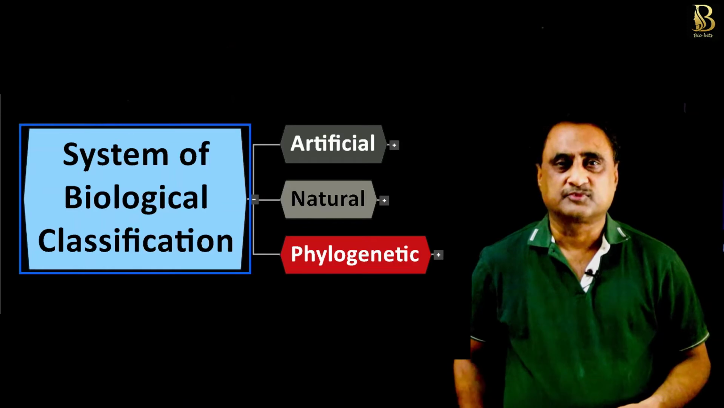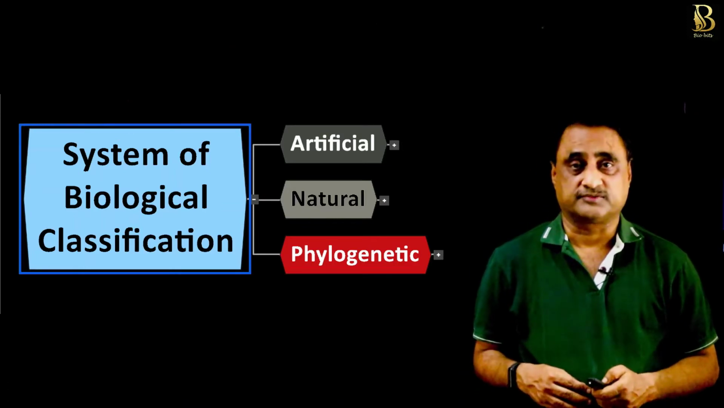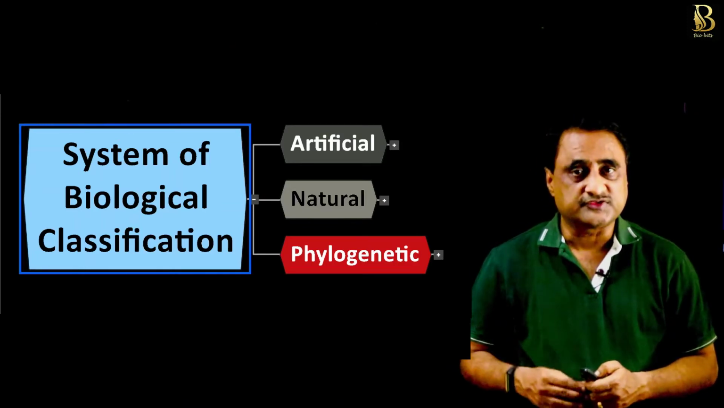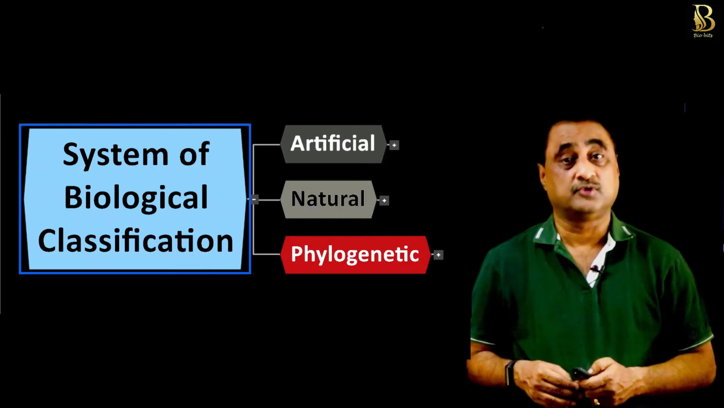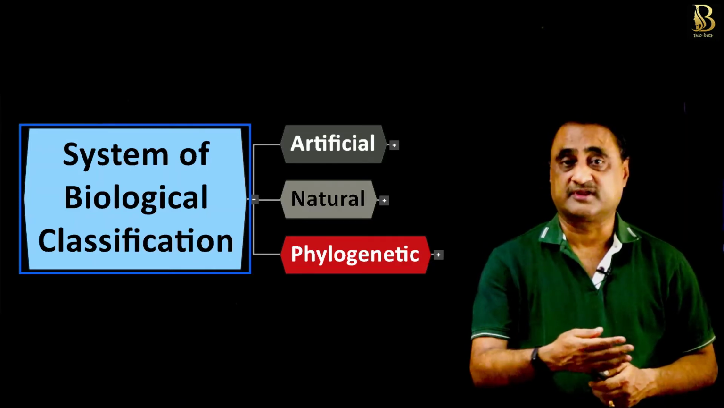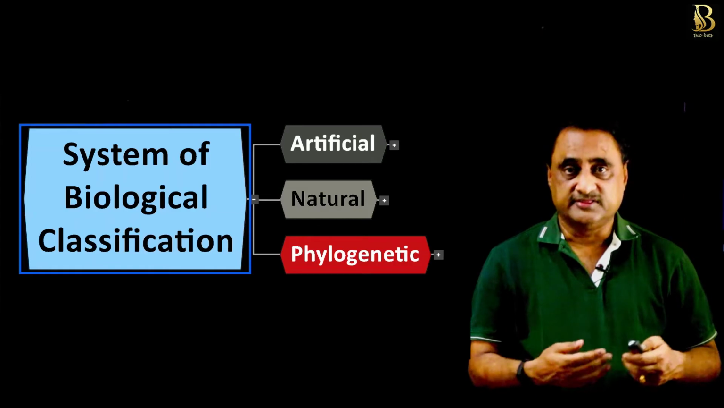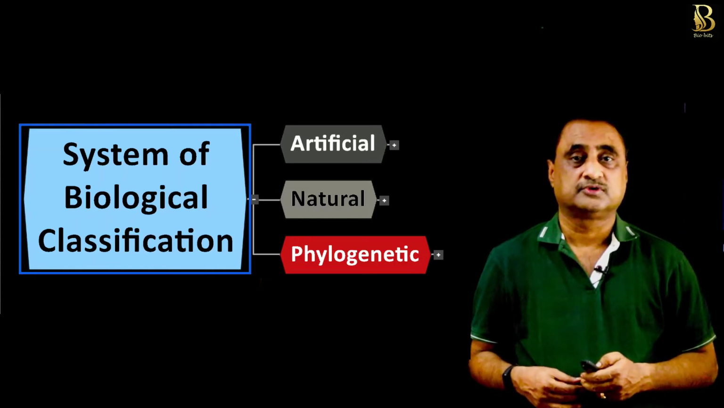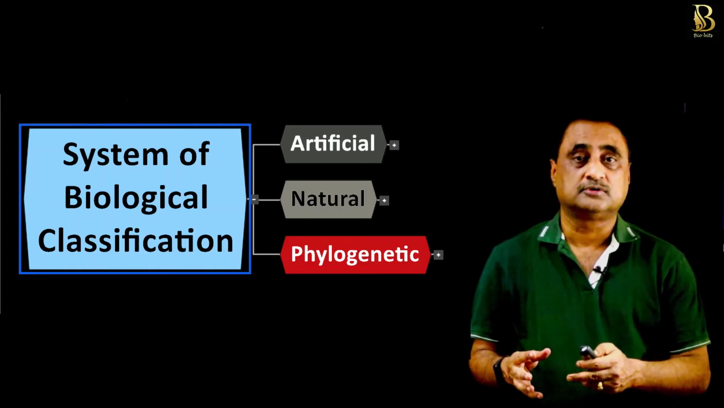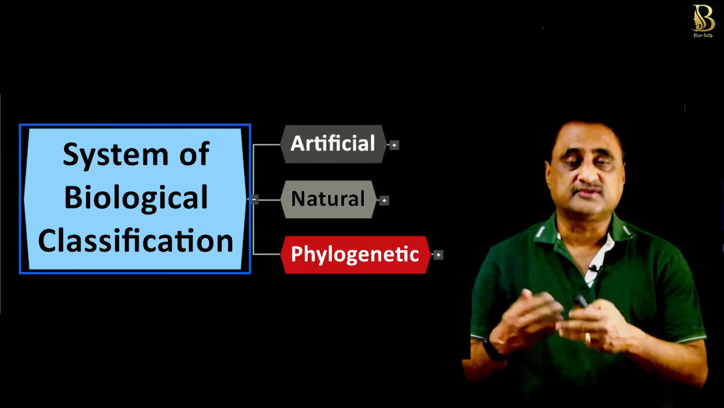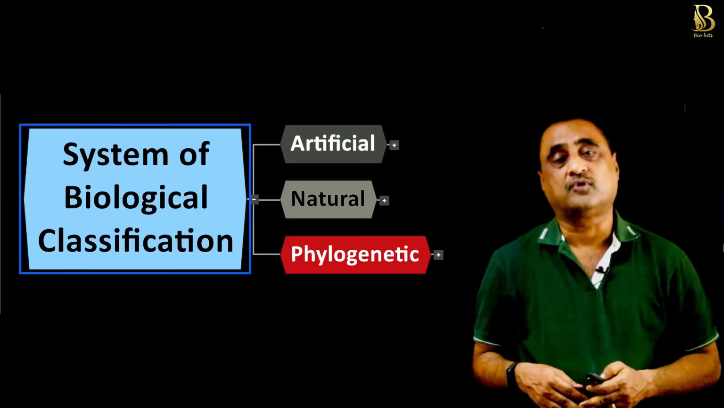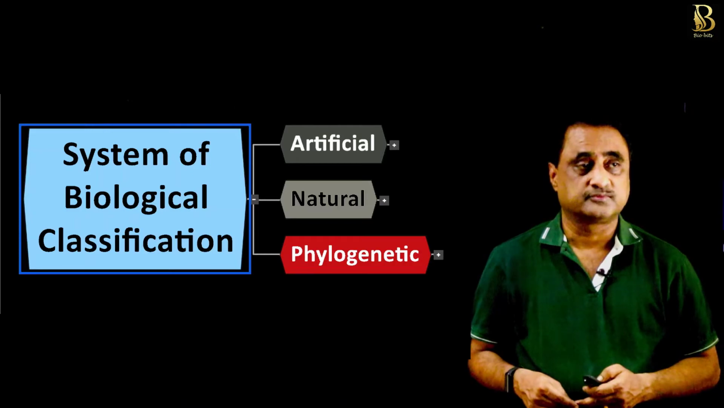Hello friends, what is the system of biological classification? In the previous sessions, we spoke about taxonomy, and we also spoke about binomial nomenclature and so on. In these sessions, we will be speaking about how systematics or taxonomy is actually done for the angiospermic plants.